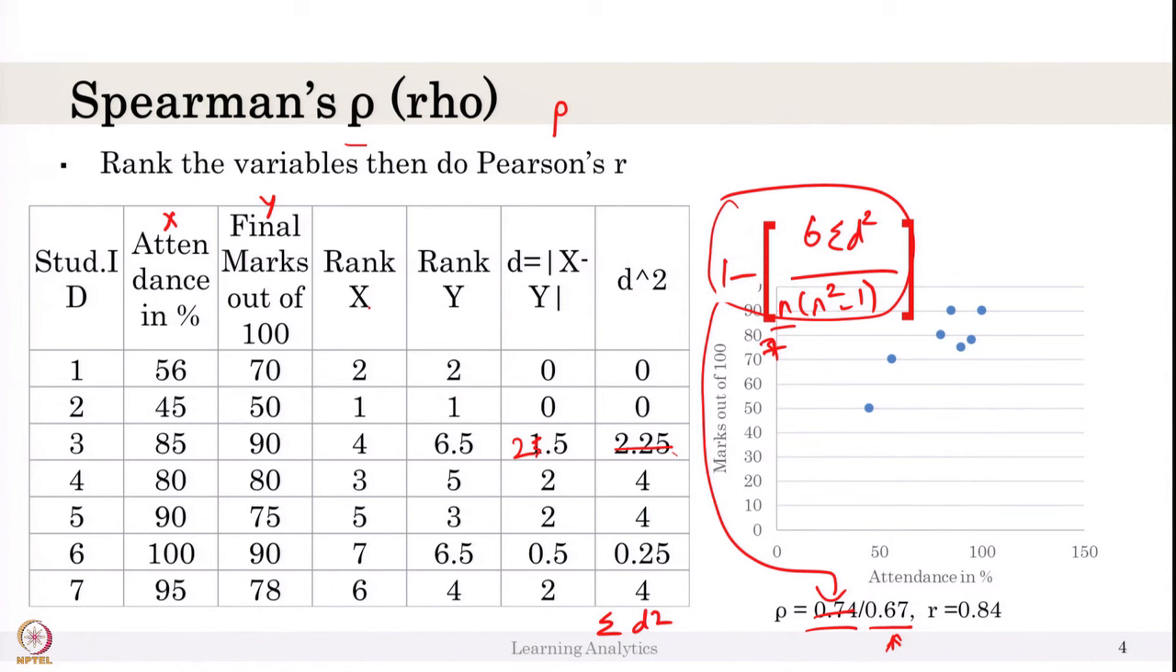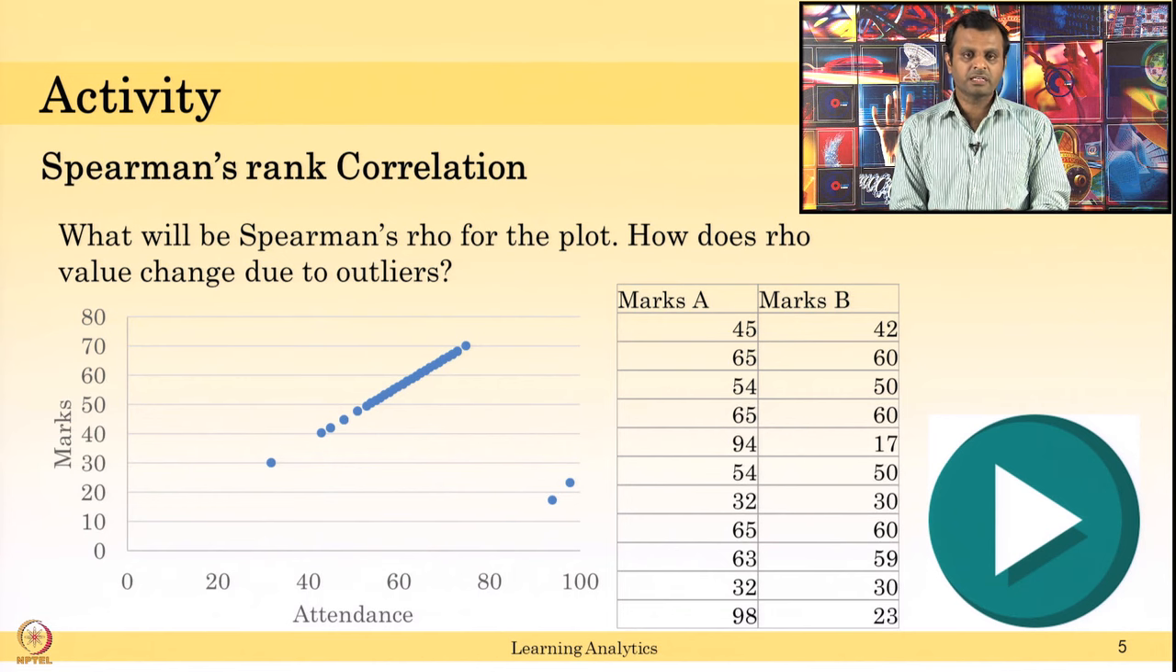So here, R indicates Pearson's correlation coefficient. 0.84 is high correlation, but Spearman is not saying it's highly correlated because the relationship may not be linear or something is missing. So let's see what is the exact difference between rho and R in a slide. In this activity, I just want to show you how Spearman's rho is sensitive to the outliers.